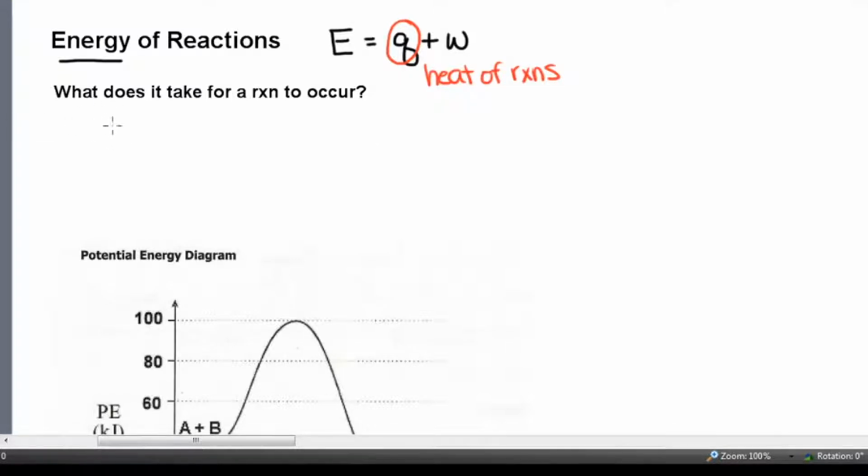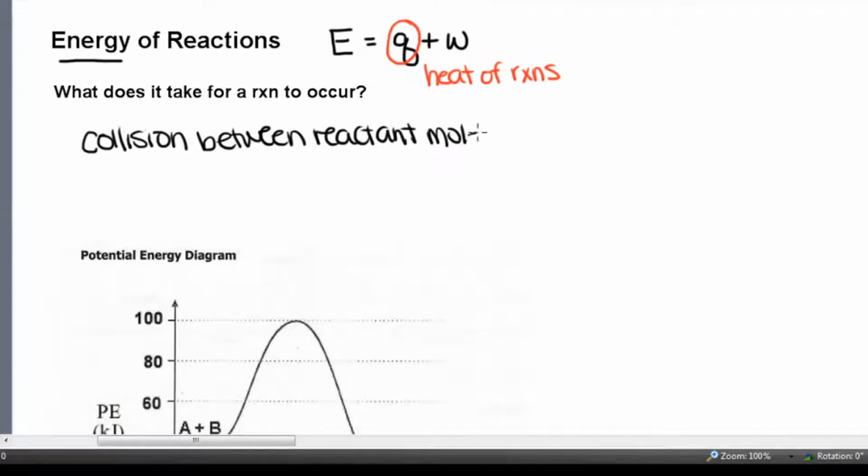Now, one of the other important factors that you guys need to understand is what it takes for a reaction to occur. And what it takes for a reaction to occur is a collision between reactant molecules. They have to hit each other in order to break the bonds of the reactants and create the bonds of the products. Now, this collision has to have two key factors. We call these effective collisions.